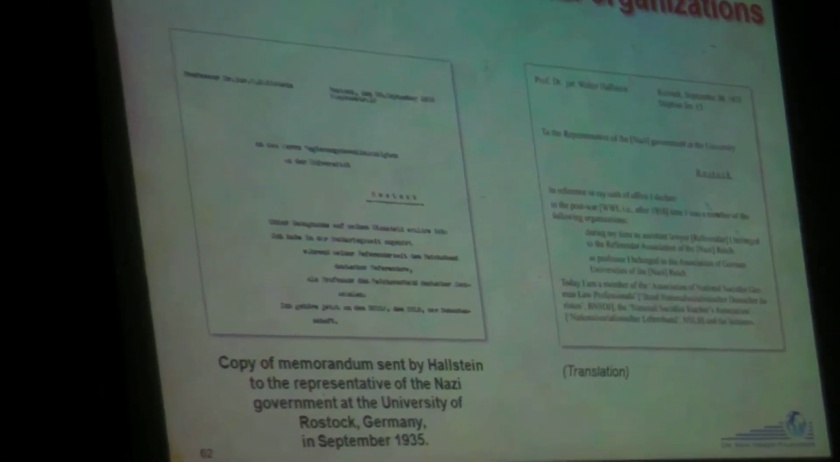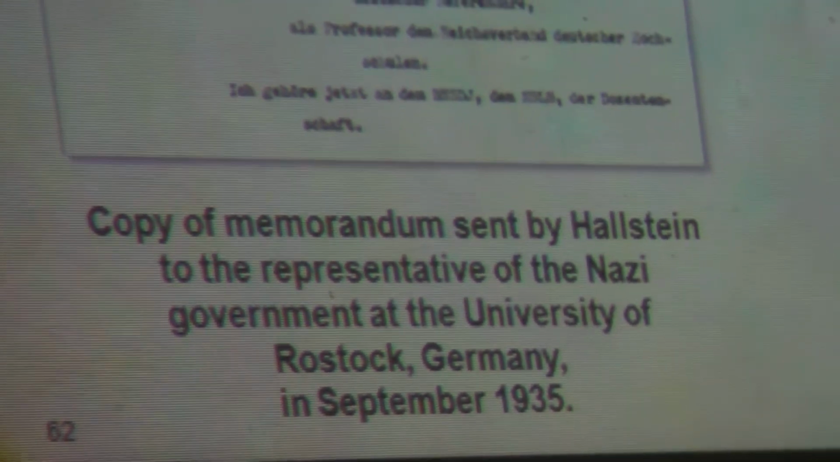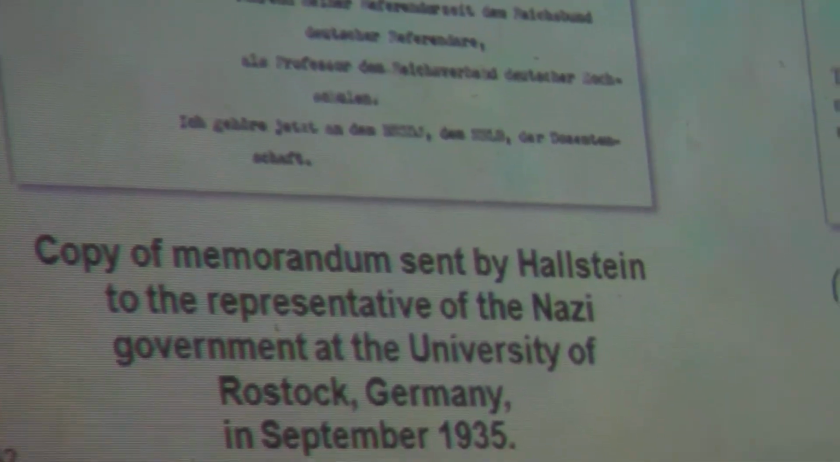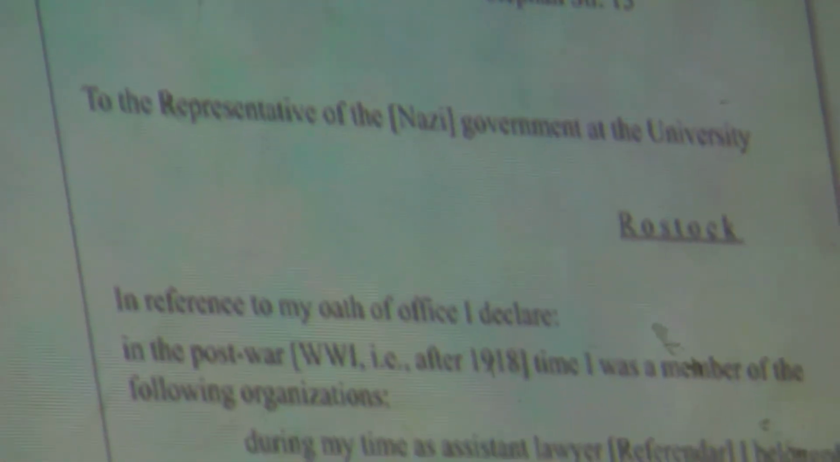We know this because we found a copy. After searching through international archives, we found a copy of a memorandum sent by Hallstein to the representative of the Nazi government at the University of Rostock in Germany in 1935. You can see it here, with an English translation there on the right. So we know, in his own words, that he's a member of these organisations.